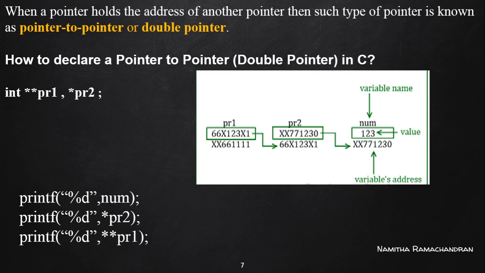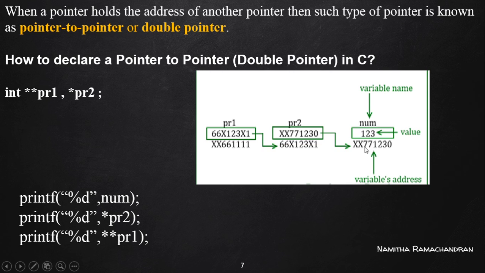What is a double pointer? When a pointer holds the address of another pointer, such a pointer is known as a pointer to pointer or double pointer. It means a pointer holds the address of another pointer variable. We can also call it a pointer to pointer. From this diagram, it becomes clearer what a double pointer is.